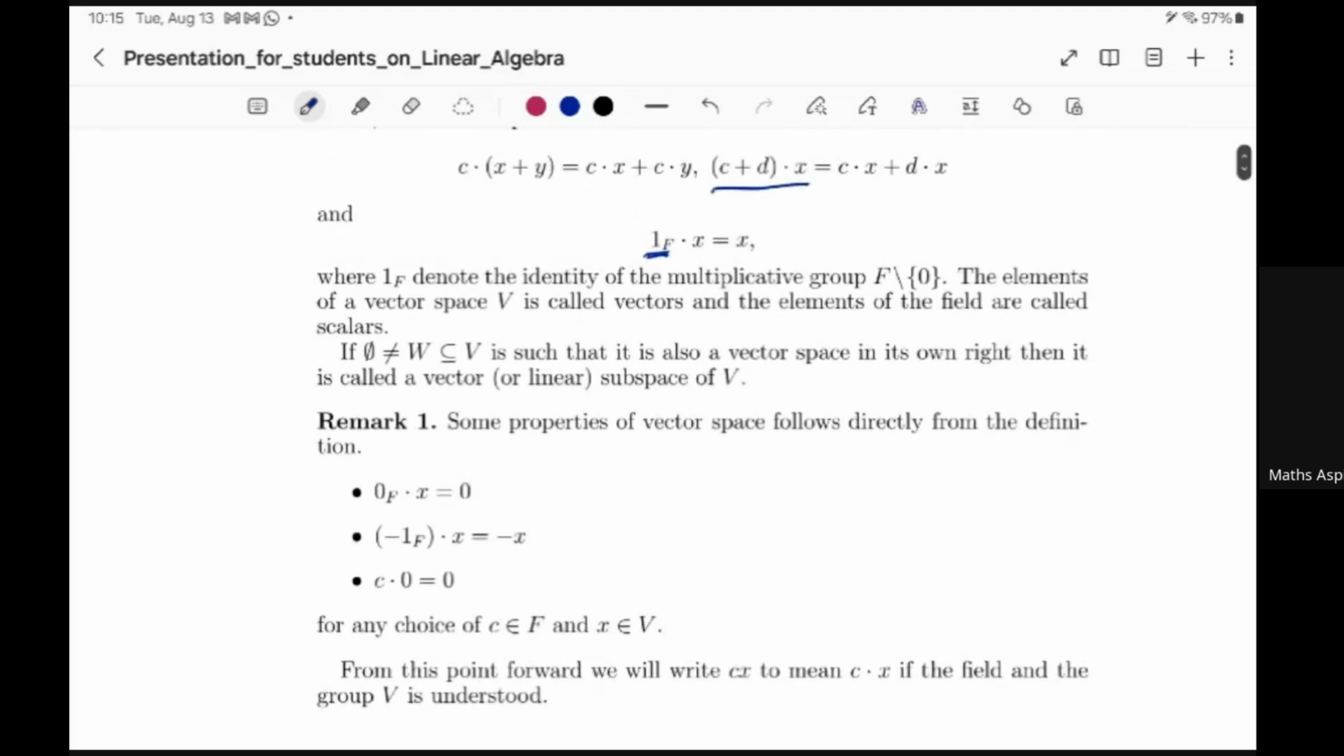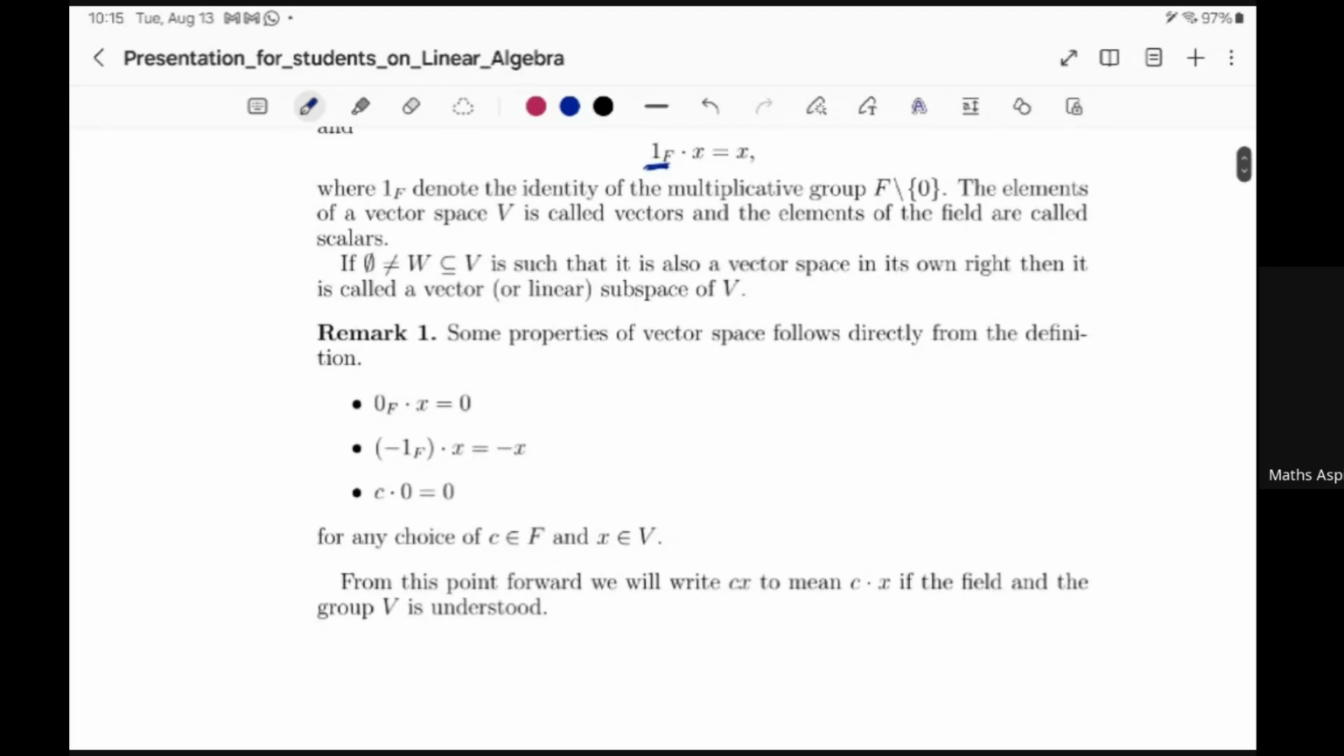And of course, you can talk about subsets of this group V that we're considering. So if this subset happens to be a group itself, and in its own right it happens to be a vector space, then we will call W a vector subspace of V, or sometimes a linear subspace of V.